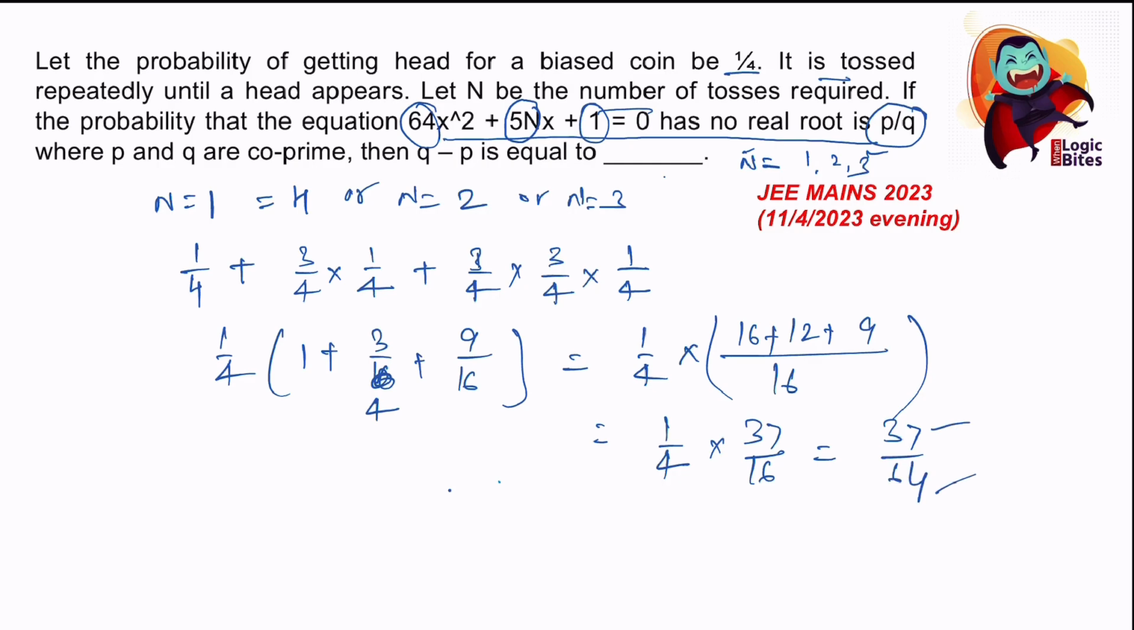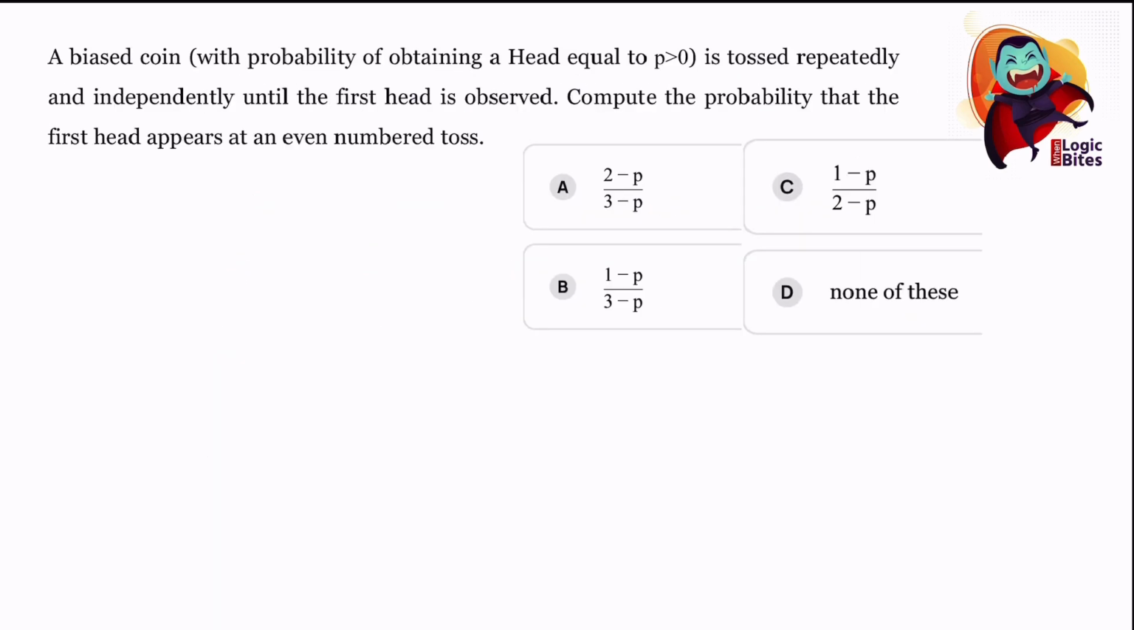So these two are co-primes also, we can see from basis p by q, and p by q are co-primes. So q minus p is equal to 64 minus 37. So it will be 27. So answer will be 27. Now let's move to the next question.